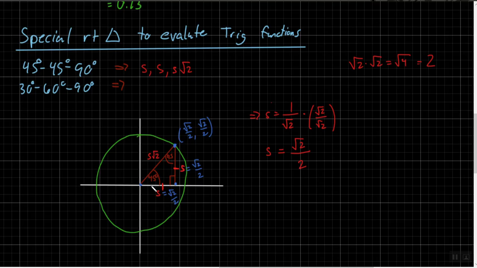So S is the length of all these sides. We found that S equals square root of 2 over 2, so that's the length of this side. If I'm at 0 and I go up my y-axis, how much? Boom. We just found a point.